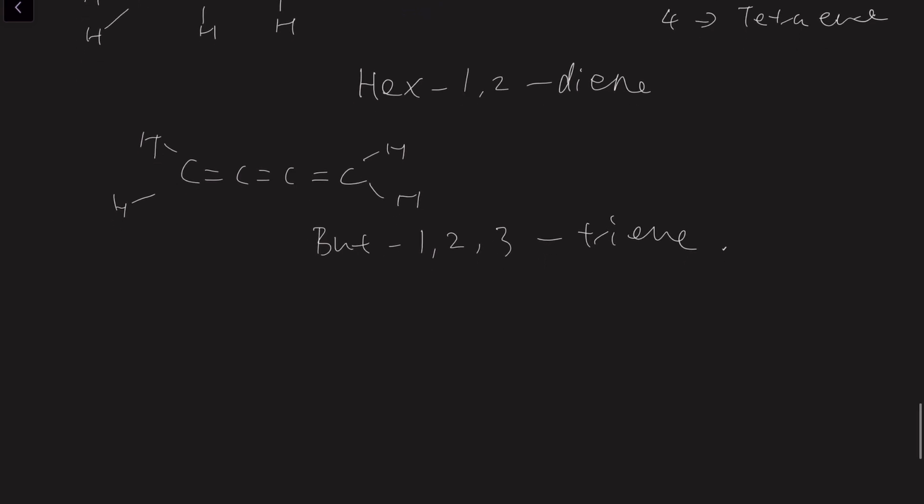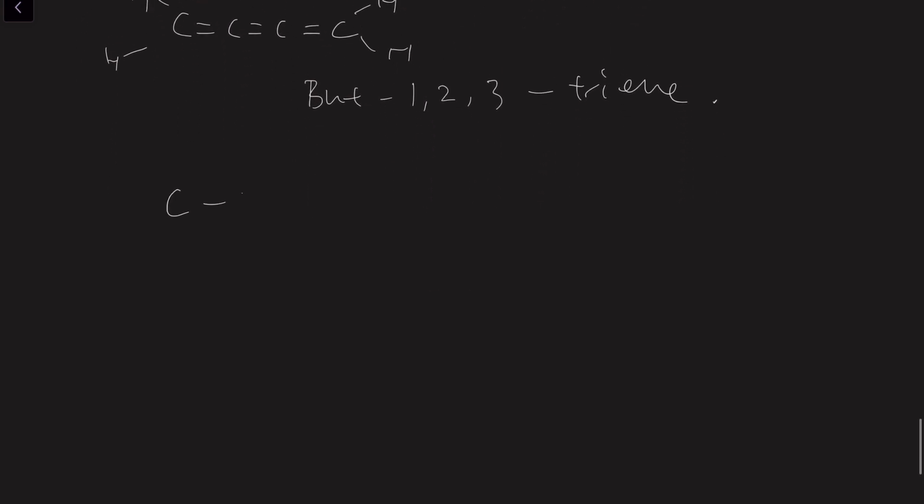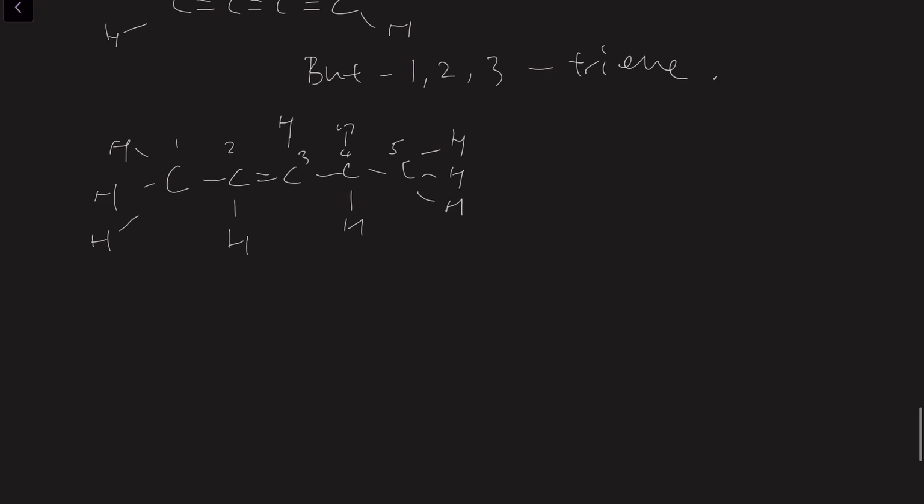So now let's look at an easier example. So what is this called? You should name from left to right because this gives a lower number. So you have 5 carbon in the main chain, so it's pent, and the double bond is in position number 2, so it's pent 2 ENE since you have a double bond.